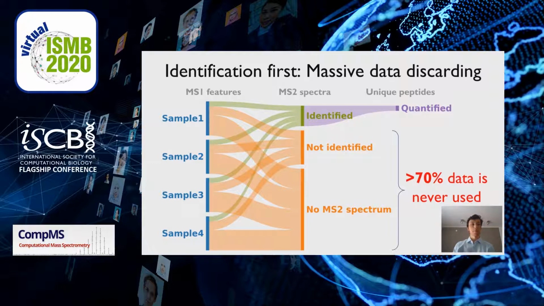As you can see from this diagram, we tend to throw out a large proportion of our data before even getting to quantification. Typically this is more than 70% of the data, a large part of which are MS1 features to which simply no MS2 spectrum was assigned. And of course there's always the part where we have MS2 spectra that simply cannot get identified.